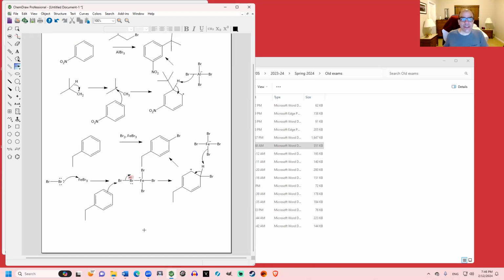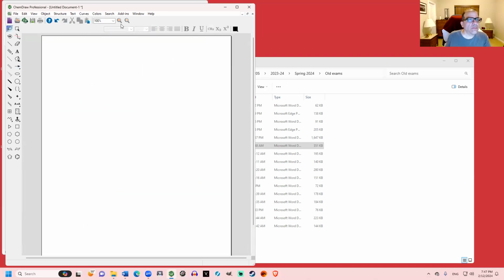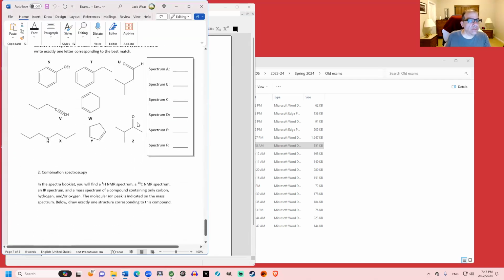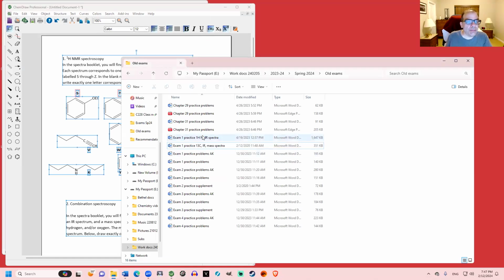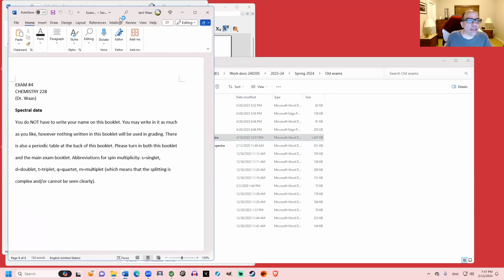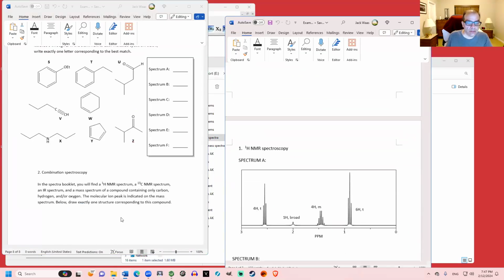Make sense? Questions in either of those mechanisms? And the last page has some proton NMR spectra and a combination spectroscopy problem.